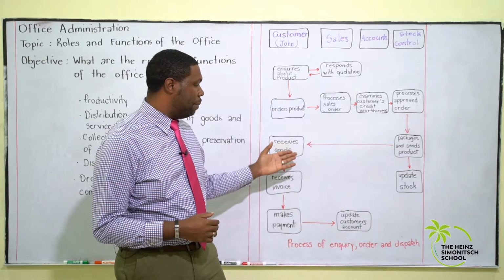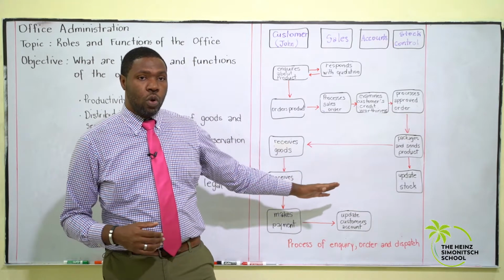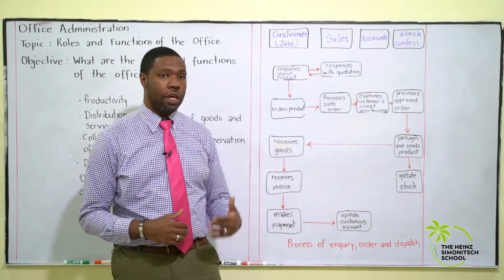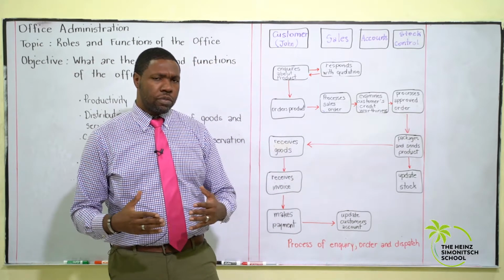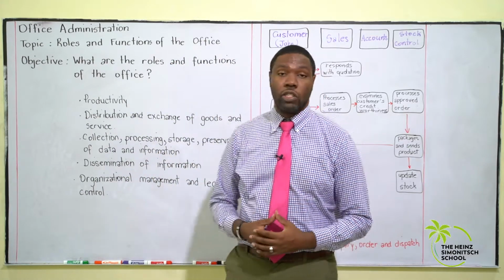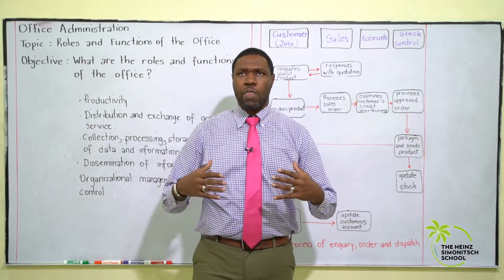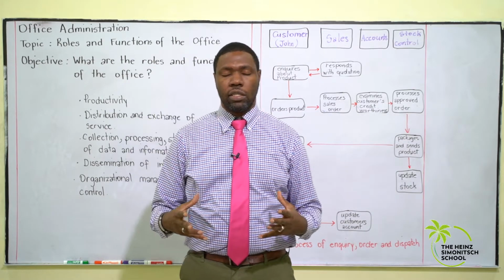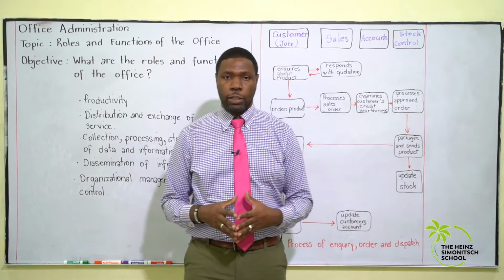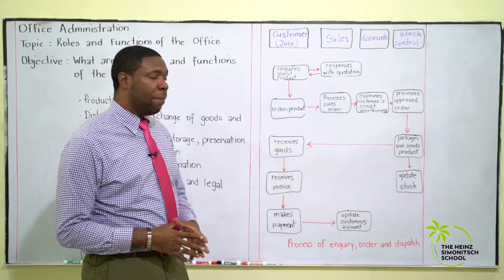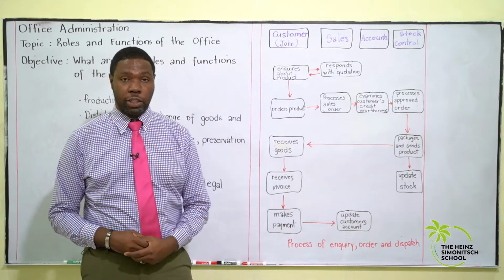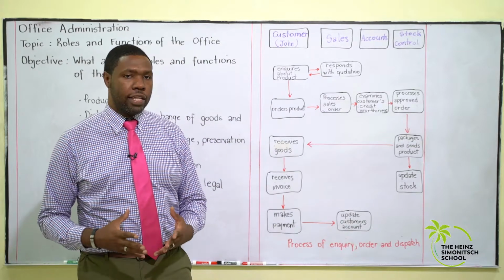Now, I have a simple chart which shows the process of inquiry, order, and dispatch of a good or service. Now, you may remember that when we spoke about the distribution and exchange of goods and services, we looked at how some large companies may have different offices that are assigned specific or specialized functions. So students, here we have a simple diagram showing the process of inquiry, order, and dispatch. All right, now let's look at a case study.